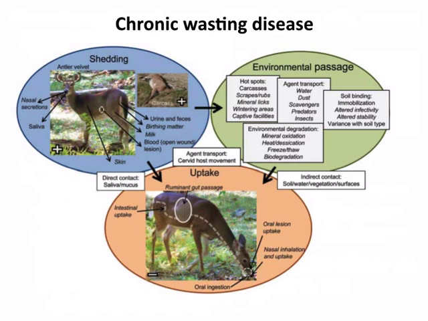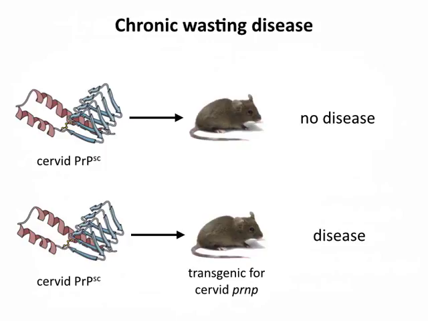Now, why are we so interested in this? Well, if you do the mouse experiment, you take cervid PrPSc, cervid are these deer, elk, and moose, you put it in a normal mouse, you don't get disease. You have to have the cervid PRNP gene in the mouse in order to get disease. So that would suggest that if humans ate a deer that was contaminated, it probably wouldn't acquire the disease, if we think that mice are telling us what's going on.